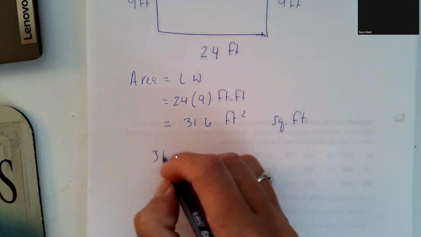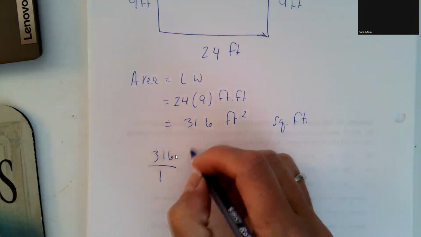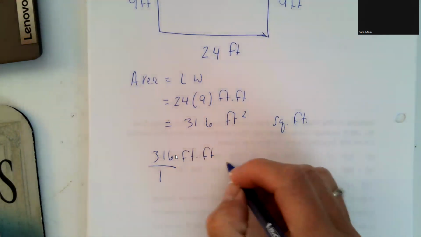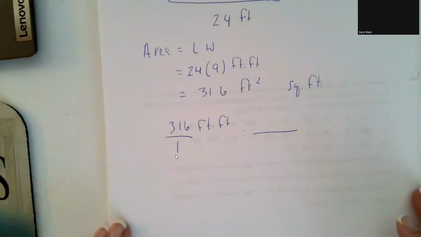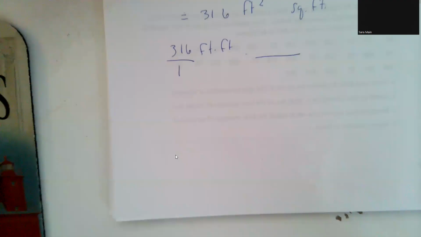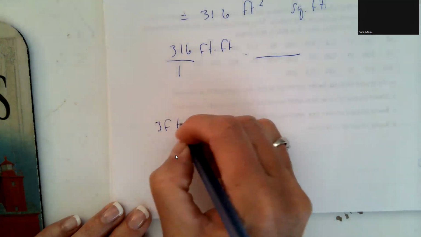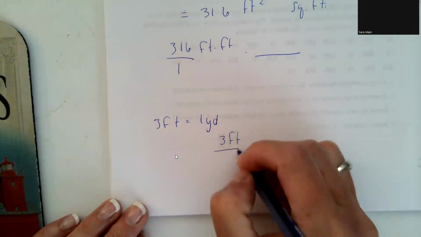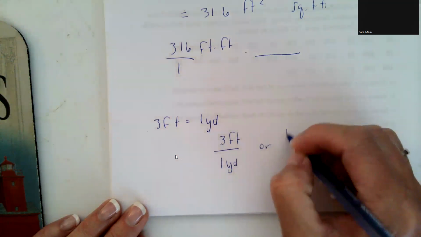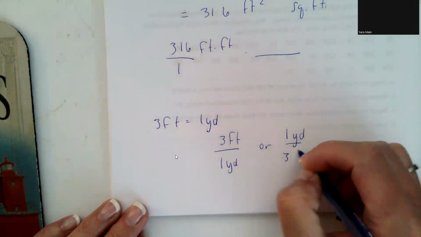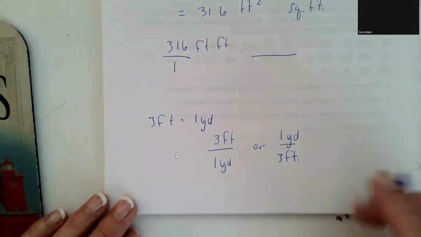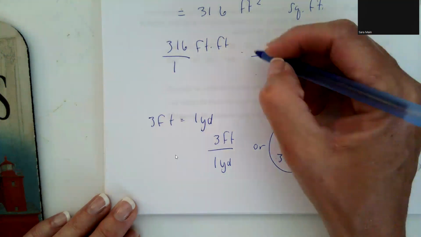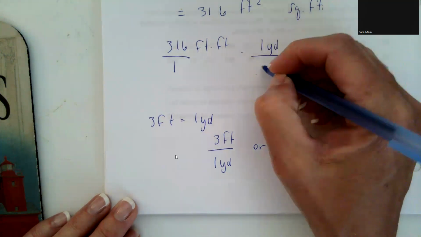So then we have to exchange 316 over 1 feet times feet into yards. And I am going to use the equivalent of 3 feet equals 1 yard. So that means we could write it as 3 feet over 1 yard, or we could write it as 1 yard over 3 feet. We're going to write it as 1 yard over 3 feet, this one, because we need the feet on bottom for it to cancel. So I'm going to write 1 yard over 3 feet.